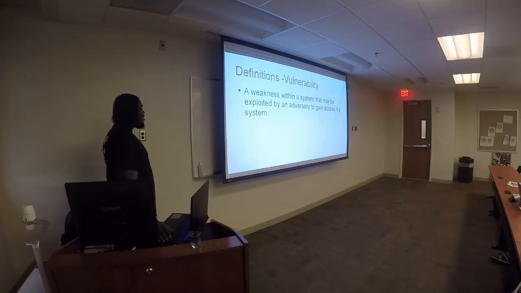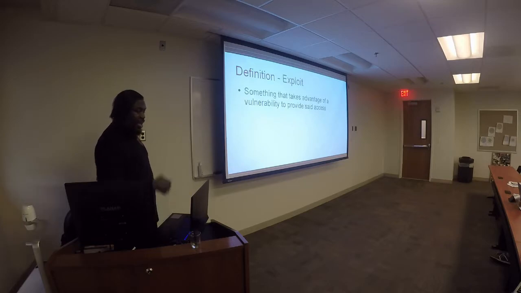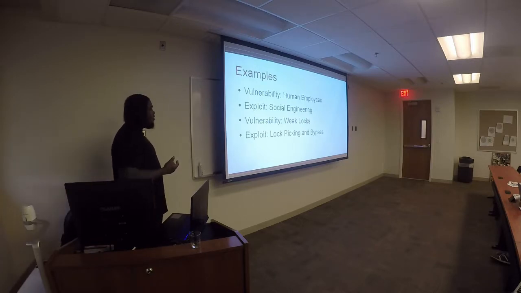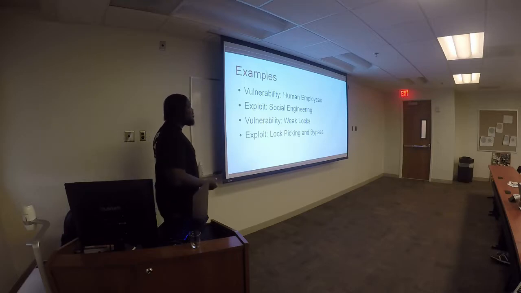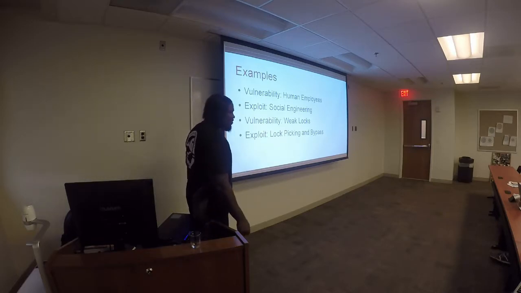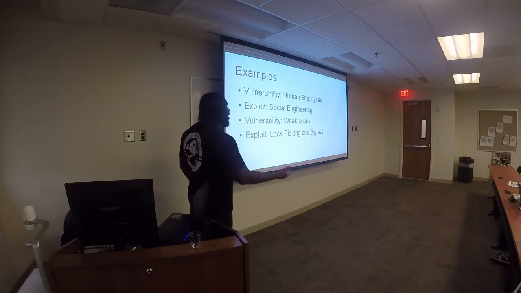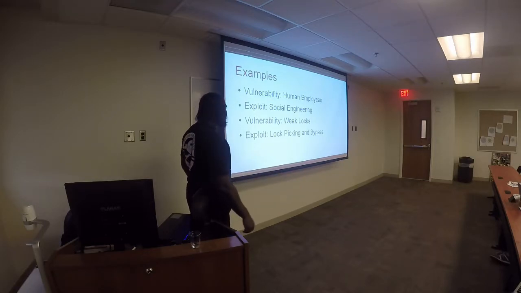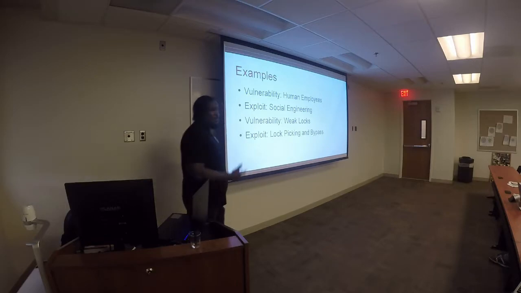We're going to go over some definitions. A vulnerability is a weakness within a system that can be exploited by an adversary to obtain access to a system. An exploit is something that takes advantage of said vulnerability to provide access. Here are some examples. The vulnerability would be a human employee; your exploit is social engineering. Your vulnerability, weak locks. As we had our lockpicking class not too long ago, we know that locks are built with defects that allow us to exploit them through lockpicking and bypass.